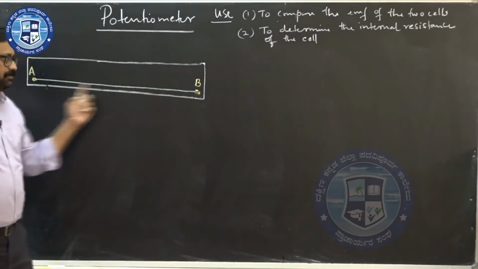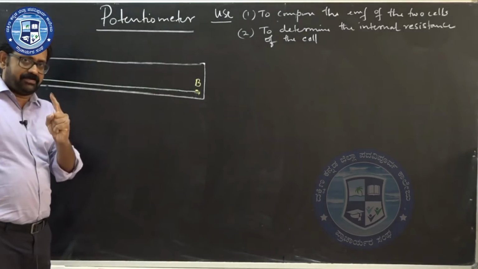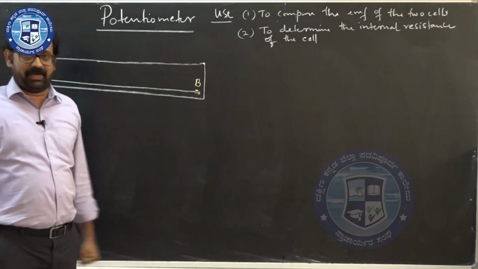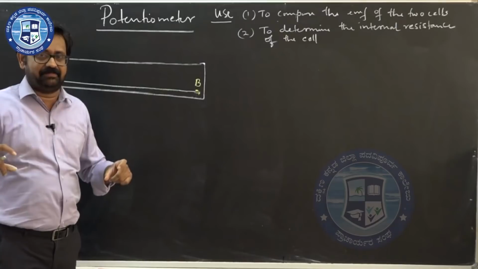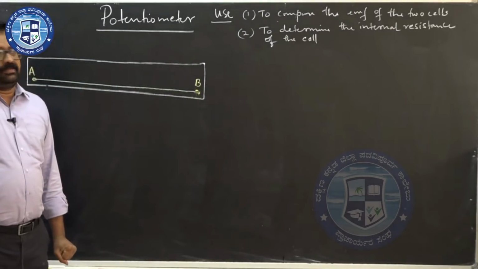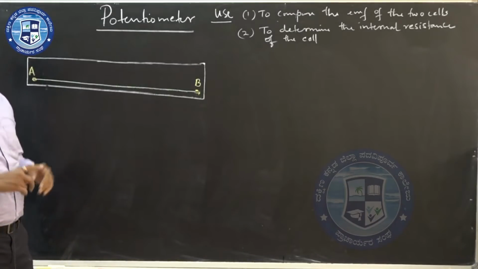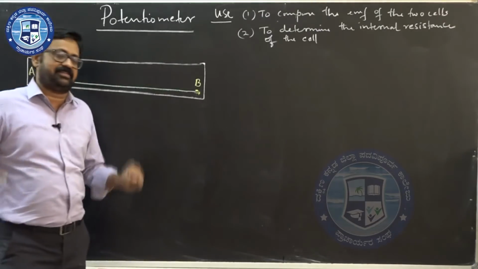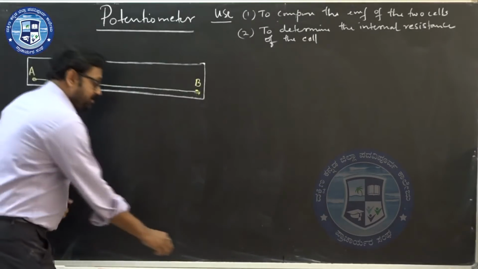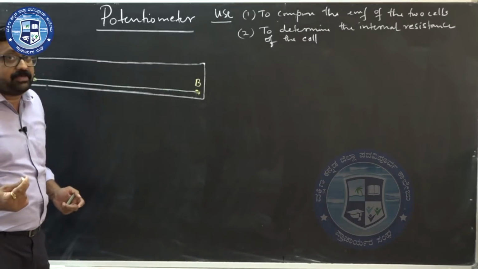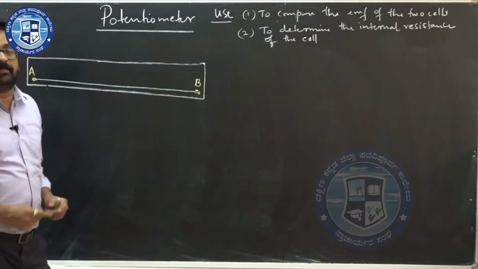So there is an alloy wire of length 1 meter fixed between A and B, and of course there is a meter scale below the wire, just like your meter bridge. This is the potentiometer. Nothing much, a simple arrangement: a wooden frame, a wire made up of an alloy fixed between the 2 terminals, and a meter scale. Of course, as I said, we can have a potentiometer where the length of the wire is 4 meter, meaning 400 centimeter.